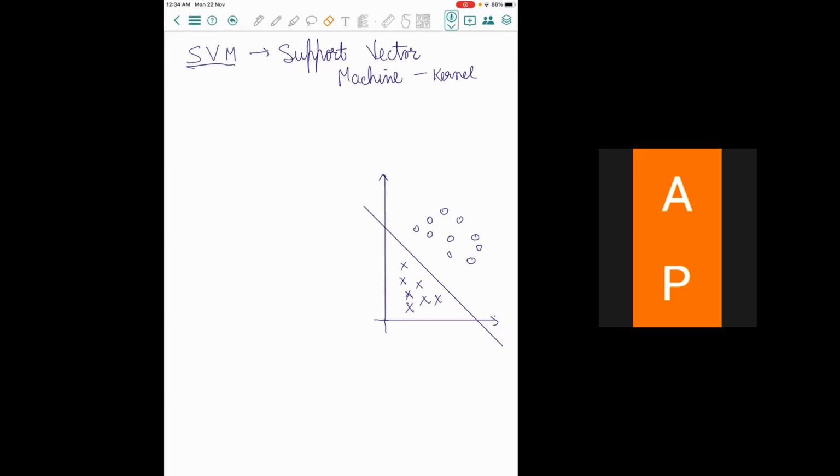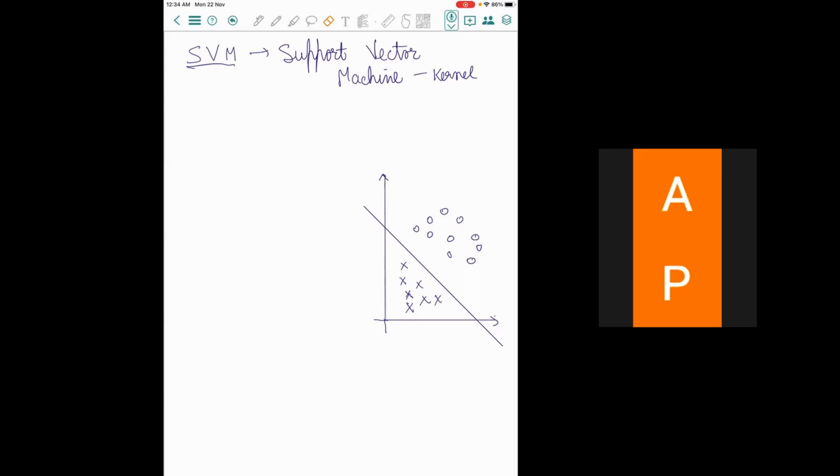Our lecture topic is support vector machines, focusing on kernels. First, we'll start with the general definition of a support vector machine. A support vector machine is a model of supervised learning. It is used mainly as a classifier. What is a classifier? It is used to classify points into two or more separate regions.